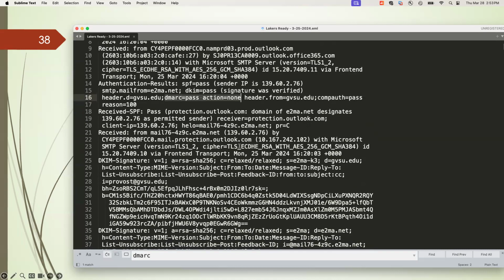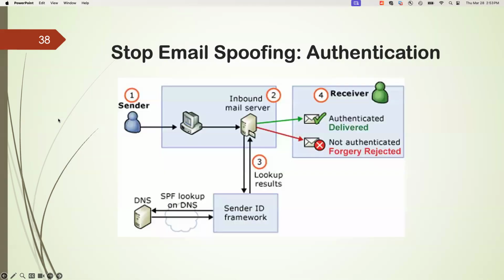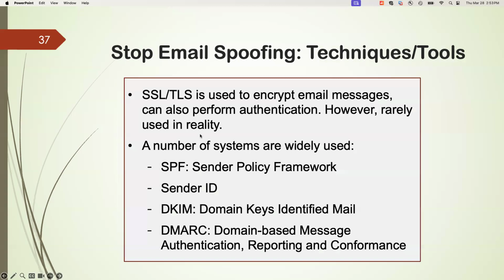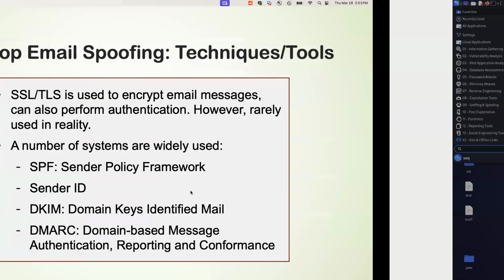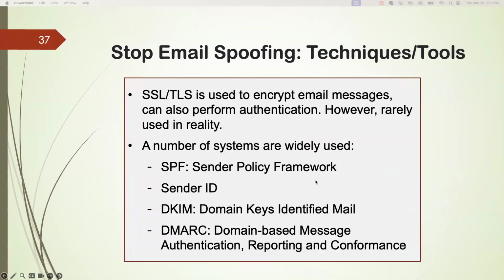These fields are there in order to protect the email. We have four of them: SPF, sender ID, DKIM, and DMARC. Sender ID is also the ID of the sending SMTP server.